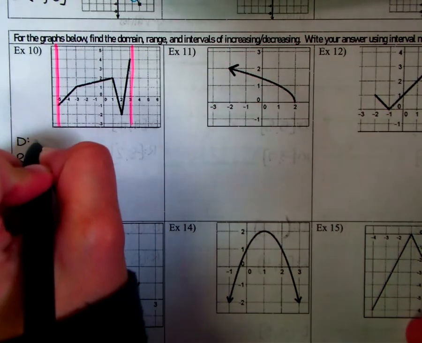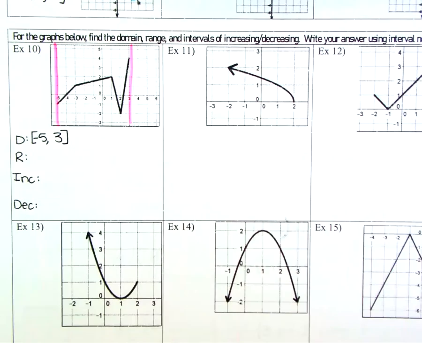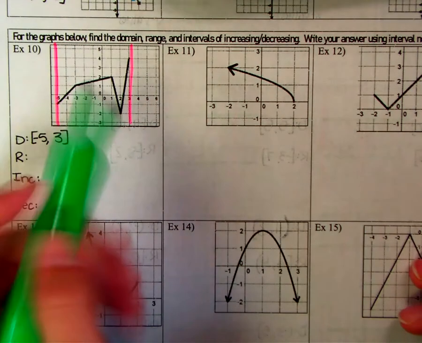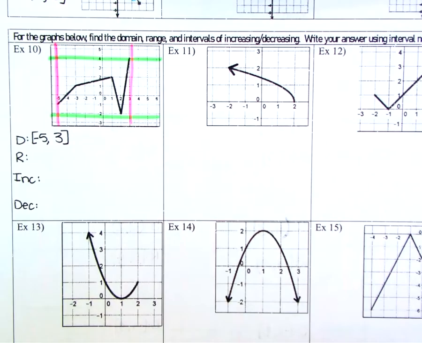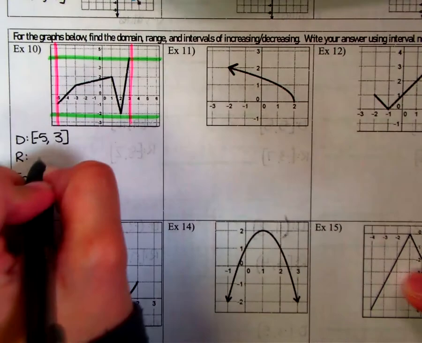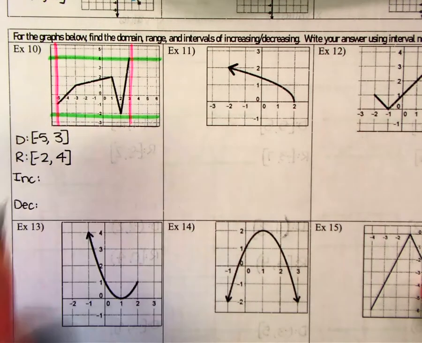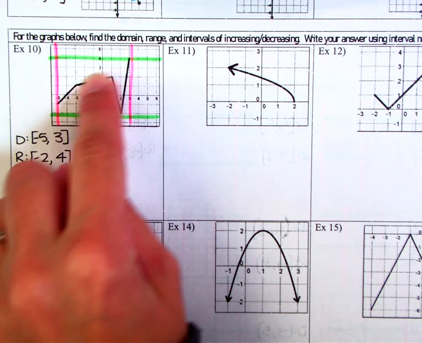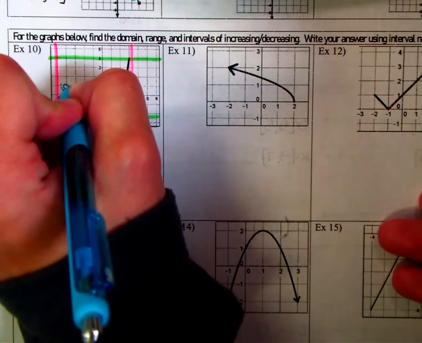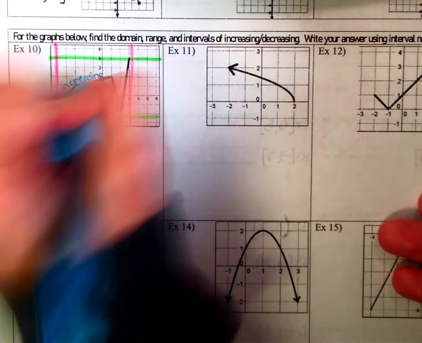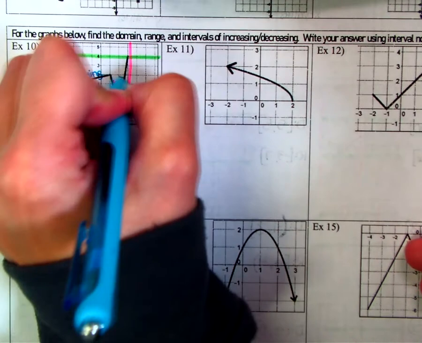So my domain is from -5 to +3. My range, the lowest value is here. Tallest value is there, and so my range is -2 to 4. And then if I trace my function, I've got increasing for the first part, decreasing for a little bit, and then we've got increasing again at the end.